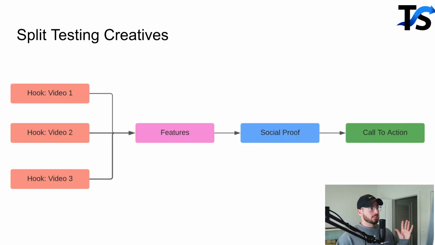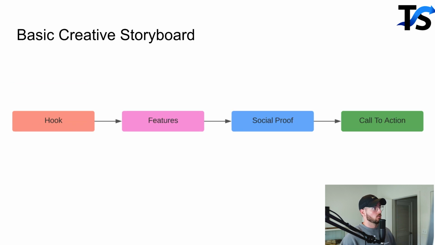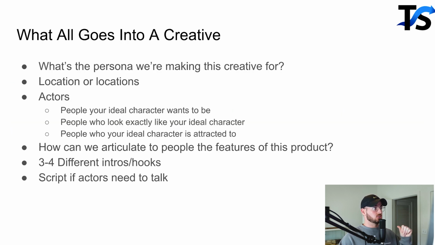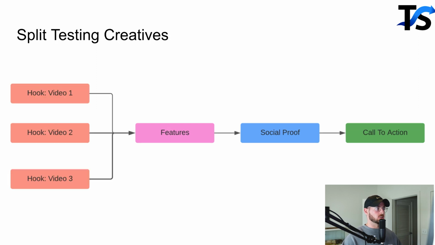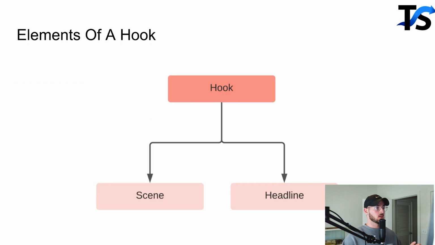So how do we actually test these creatives? A lot just went into the actual planning of our creative: our hook, our features, social proof, call to action, all that good stuff. How do we actually start to test these? The reason why I say 3 to 4 different intros is because the intro is composed of 2 things. There's the scene, and the headline.